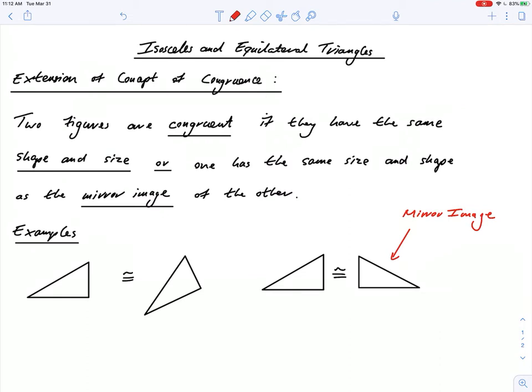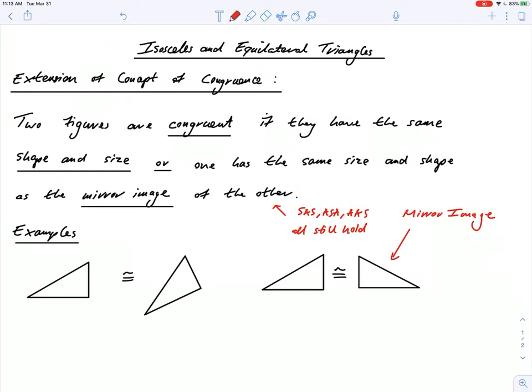I'm just telling you that because it's an important subtlety and one that you can overlook. And I should say that to check congruence of triangles, all of our criteria are exactly the same. So SAS, ASA, and AAS, these criteria all still hold.